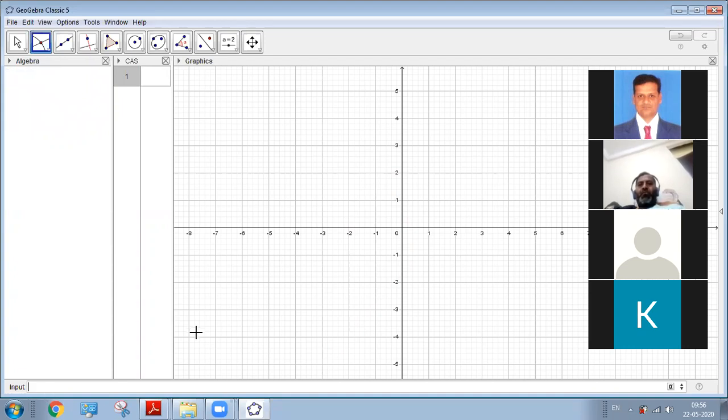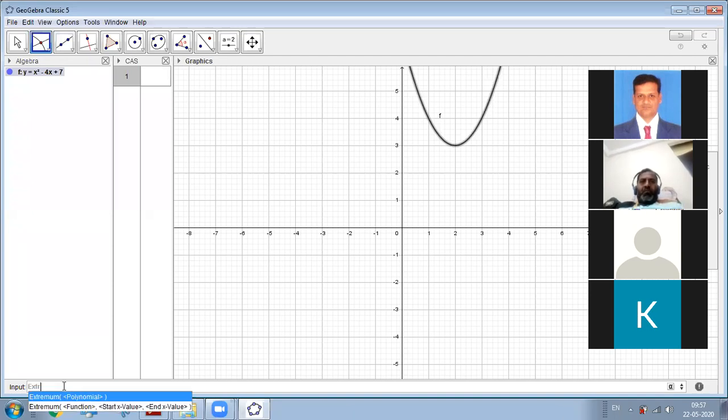You can also find the maximum and minimum value of a function. For example, let me type y equal to (x minus 2) power 2 plus 3. This is a parabola. Just drag down. Now you can find the extreme, that is maximum and minimum. The extremum of f.